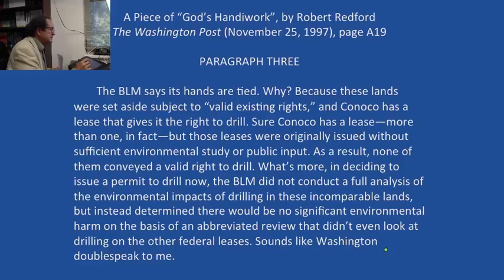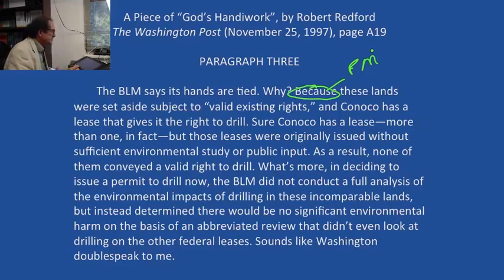The BLM says its hands are tied. Remember, the BLM is the Bureau of Land Management. Why? Because is a premise marker. It's indicating that the sentence after it is a premise for the conclusion that the BLM's hands are tied.